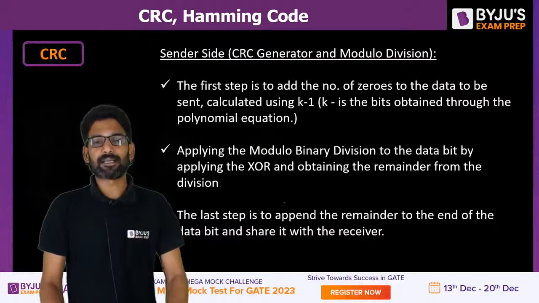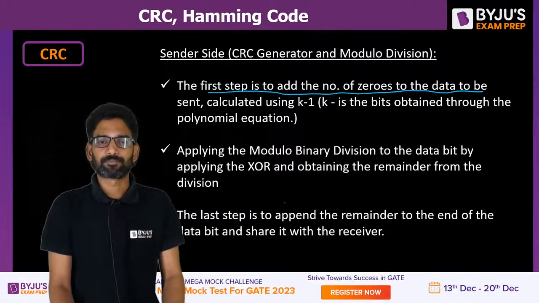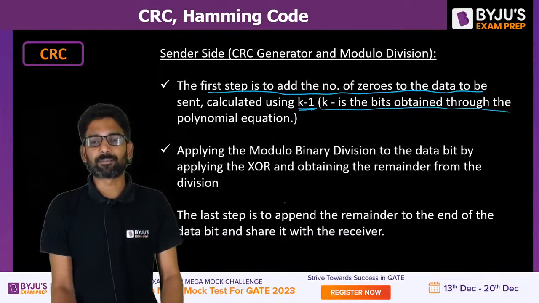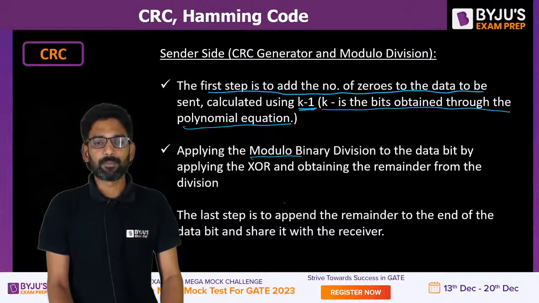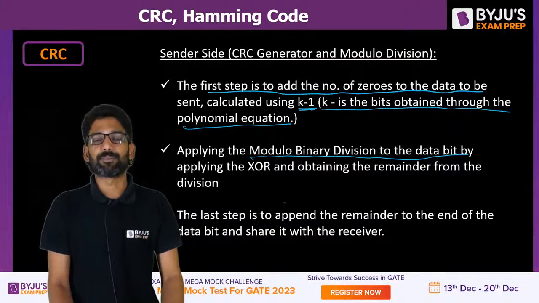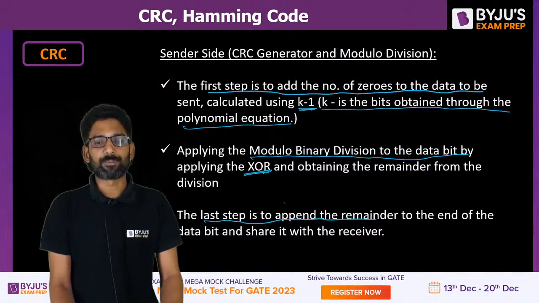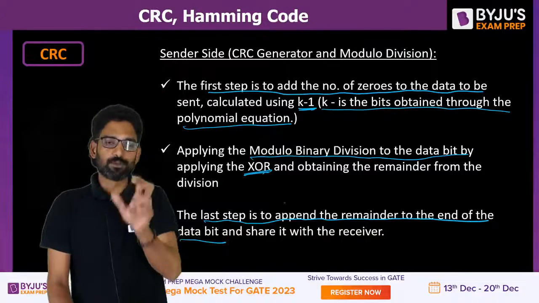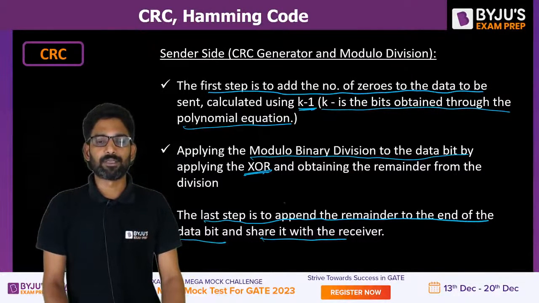At the sender side, the first step is to add the number of zeros to the data, calculated using k minus 1, where k is the number of bits obtained through the polynomial equation in the divisor. Then apply modulo binary division, that means apply repetitive XOR to the dividend. The last step is to append the remainder to the end of the data bits. So those zeros we replace with the resultant remainder and share with the receiver.